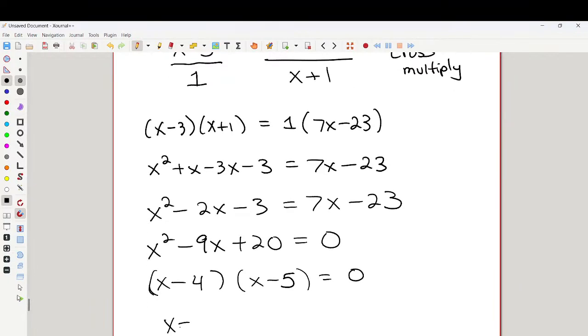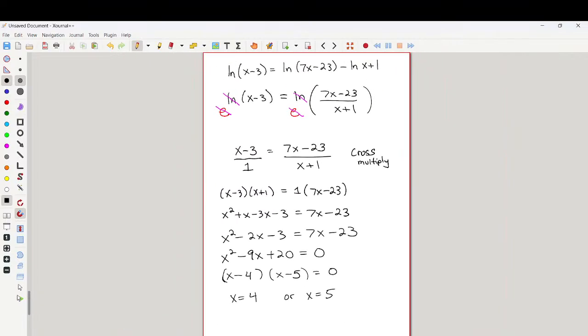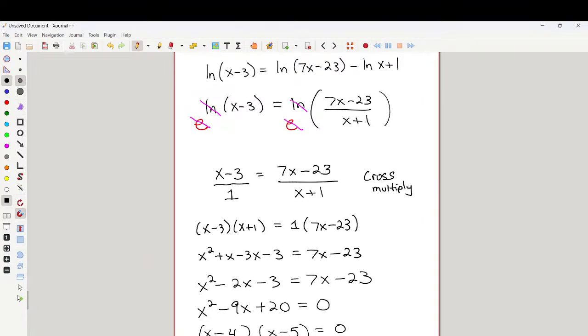So therefore, x could be 4 or x could be 5, but I'm not circling either of those because checking is non-negotiable. Go back all the way to the original question. And if I sub in 4, does this make 0 or negative? So far, so good. Sub in 4. Does this make 0 or negative? How about 4 plus? No. 4 is a solution. Let's do it with 5.